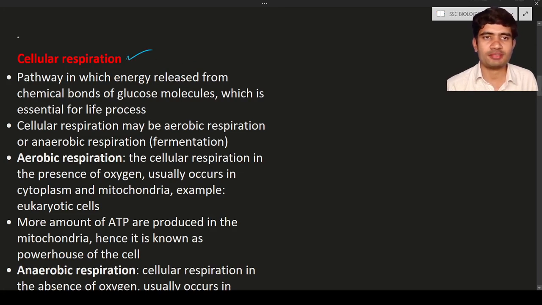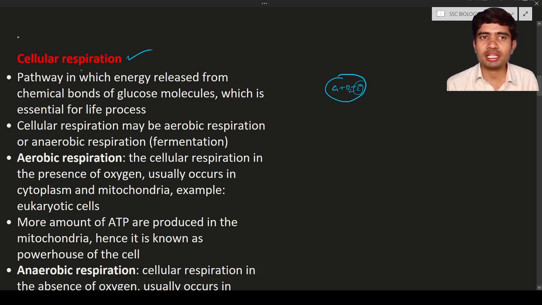So first of all, what is meant by cellular respiration? Cellular respiration means inside the cell the glucose is utilized. The glucose combines with oxygen to produce energy. It means in cellular respiration the food material is utilized completely by using oxygen. That is known as cellular respiration.